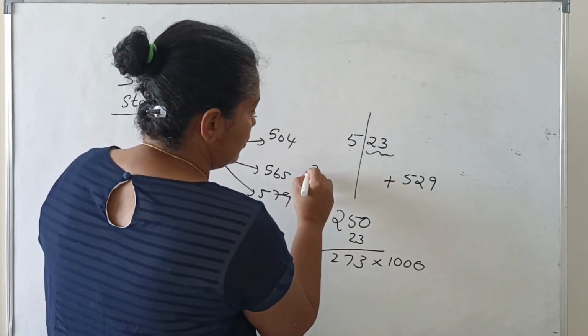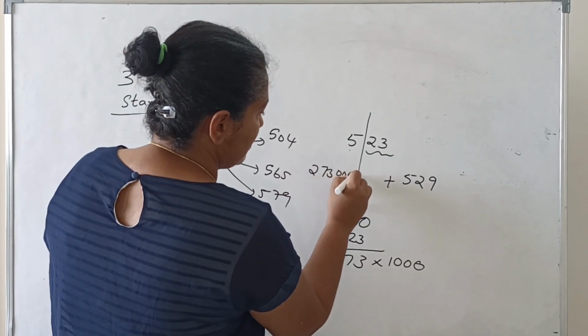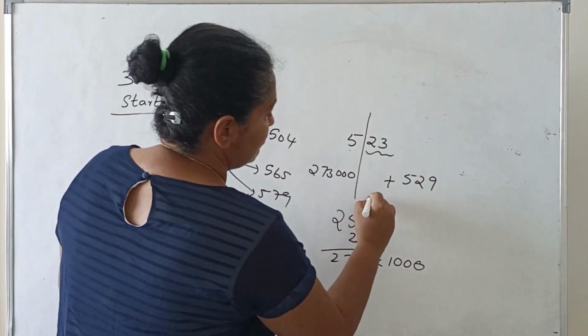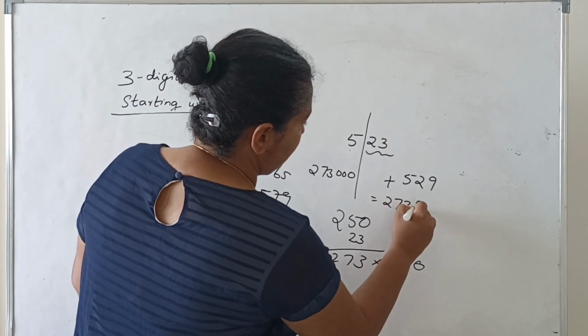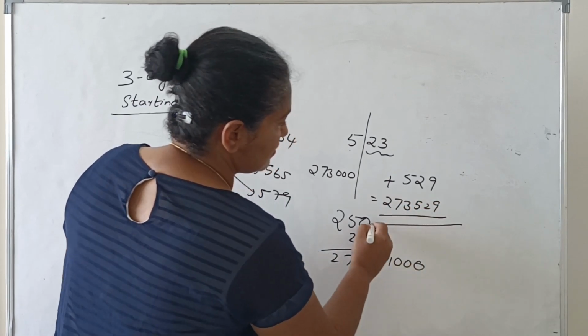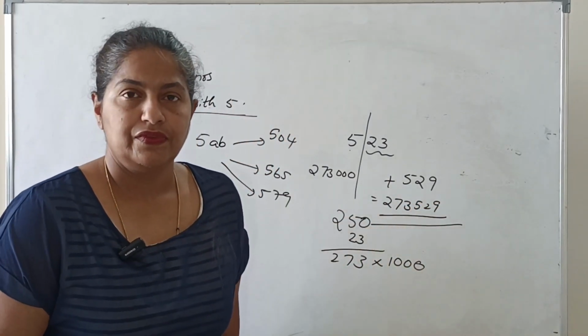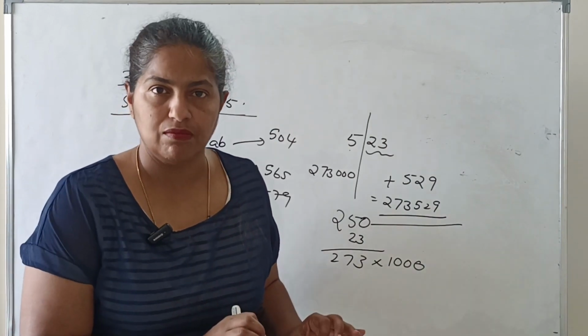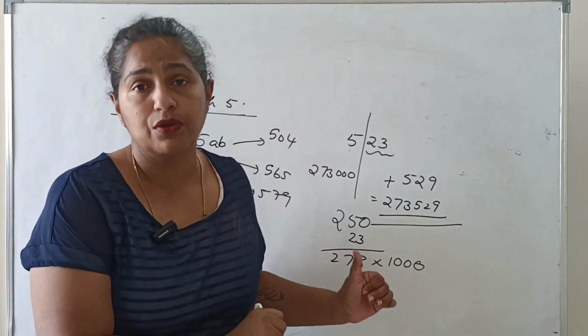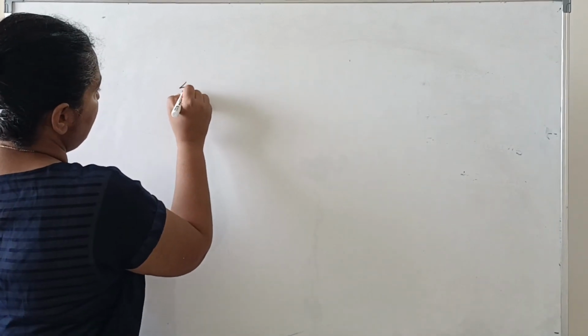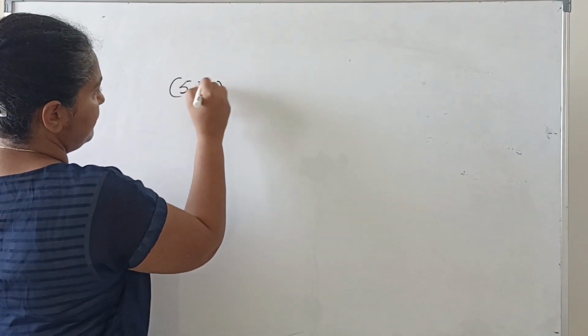So you will get 273,000 plus 529, which would give you 273529 as the answer. Okay, let us do a few more examples so you get a clear picture of what we are doing here. Let us find the square of 524.